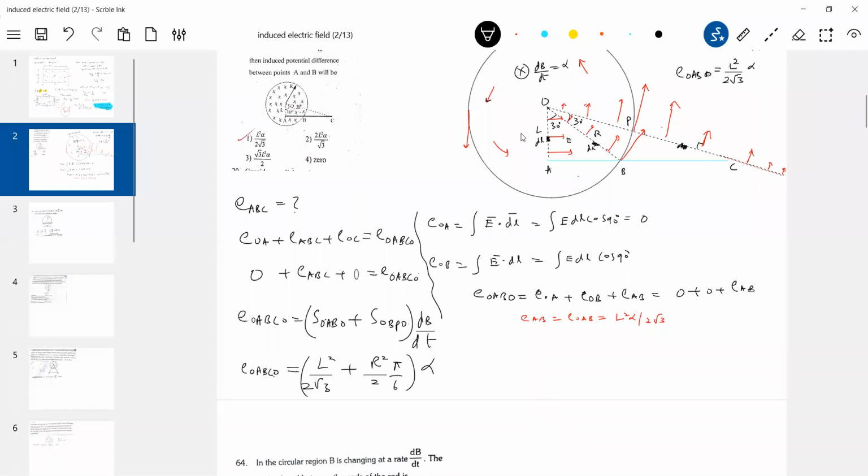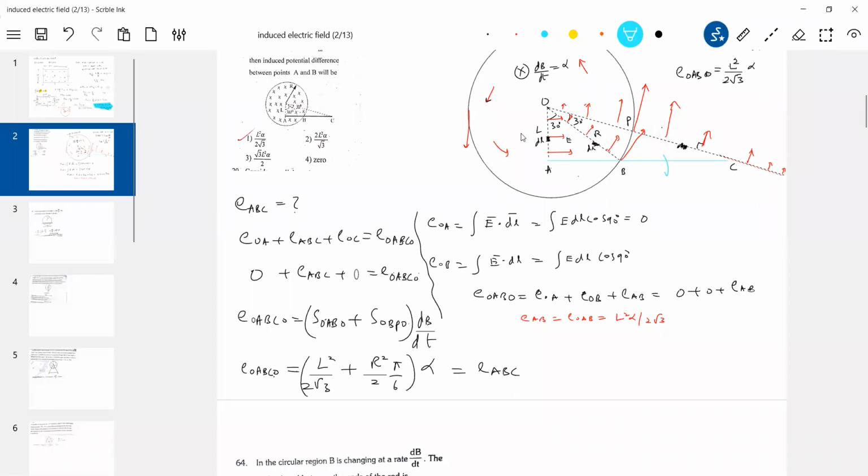And this should be equal to EABC. Able to make it out now? So now the effective area in the loop in Faraday's law, E equal to S dB by dt. Here S is not the area of triangle OABCO because the field is present only in this region. Here no field.